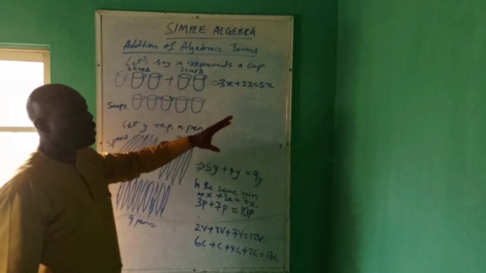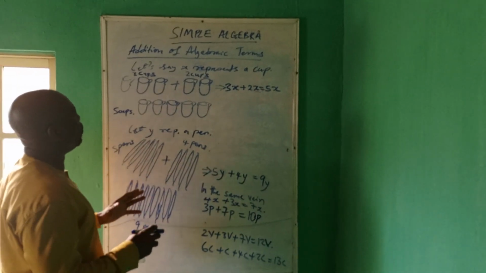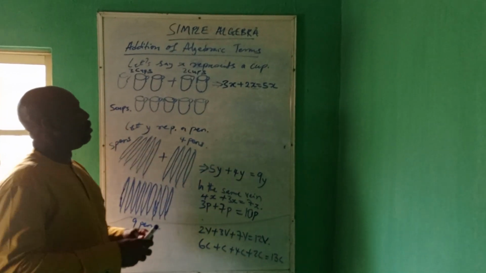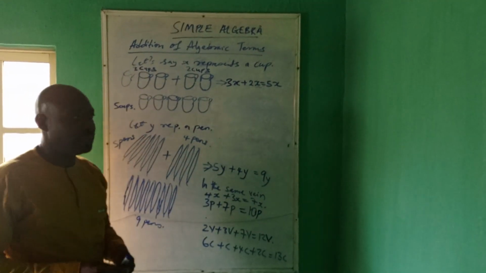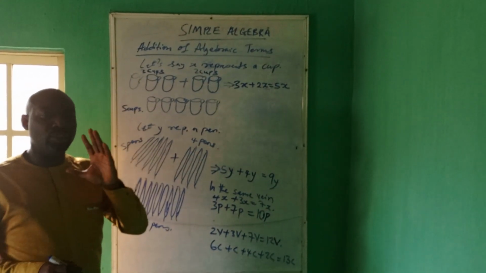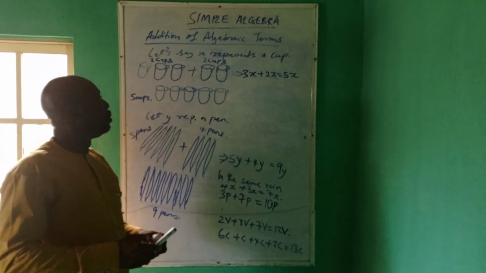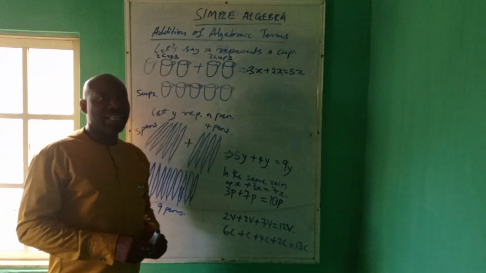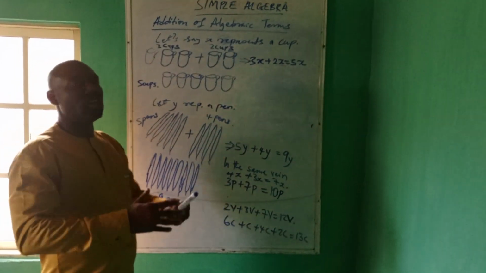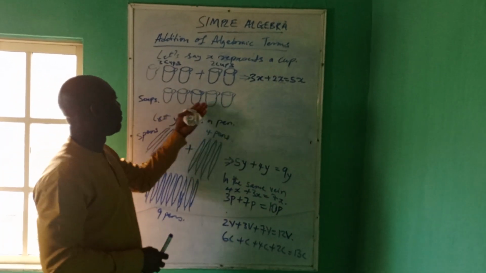The easiest way to add algebraic terms is to bring into what we are doing now your normal addition of items. Provided you are in high school, you must have added items before. Perhaps they gave you 3 cups, then later they gave you another 2 cups, and you are asked, how many cups do you have now with you? And the answer is 5 cups.